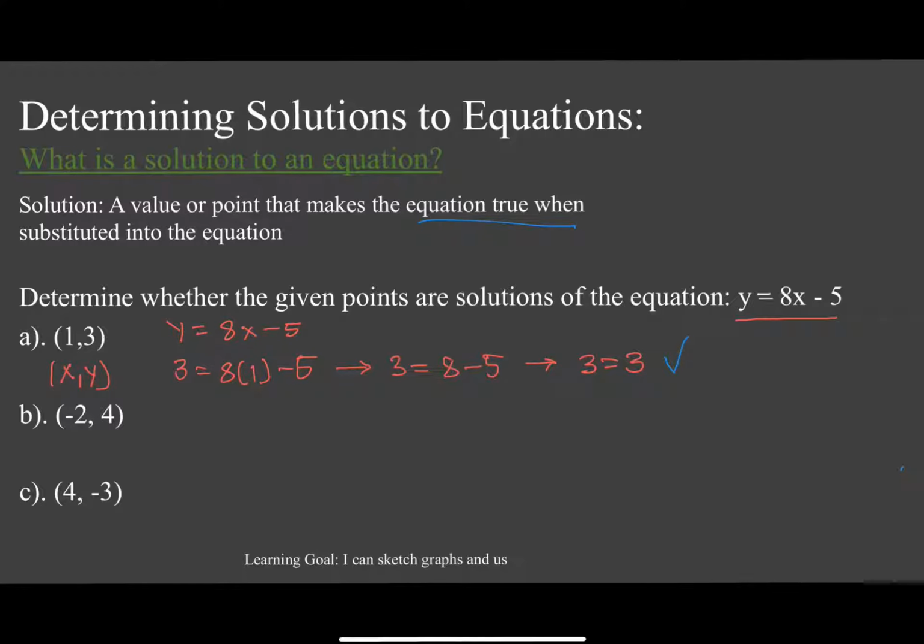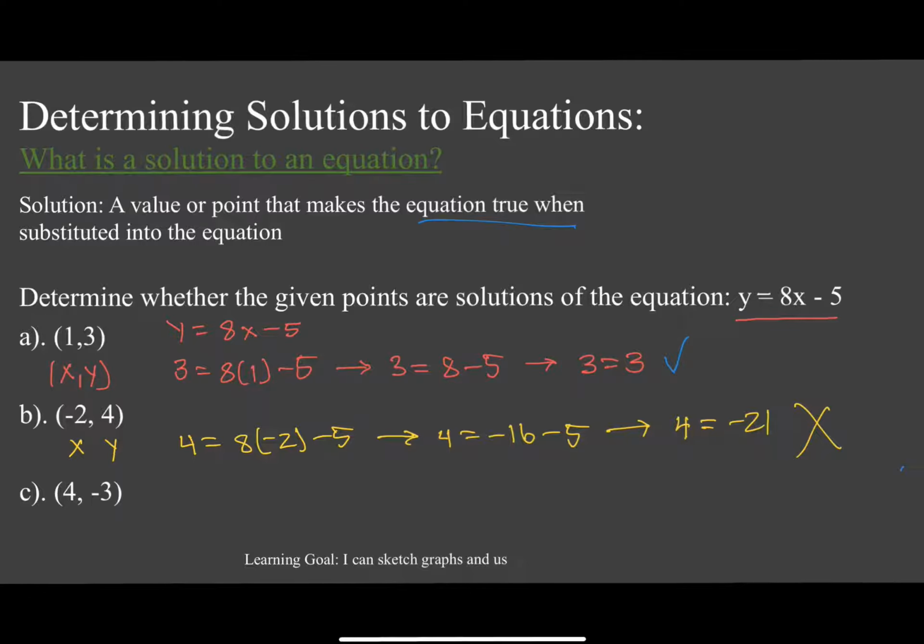So if we move on to part B, again, negative 2 is our x, 4 is our y, and when we plug into our equation y is equal to 8x minus 5, we're going to have 4 is equal to 8 times negative 2 minus 5. And when we simplify this, we have 4 is equal to negative 16 minus 5. At this point, you might realize that this will not be a true statement, because 4 is equal to negative 21 is actually not true. And so in this case, we would say that the point negative 2, 4 is not a solution to our equation.